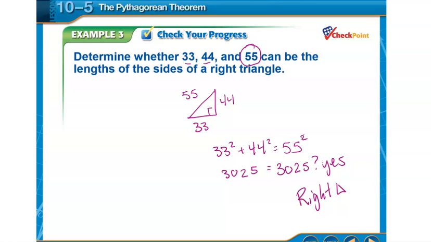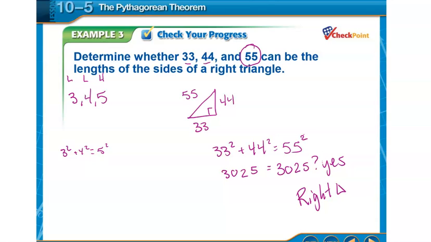This brings me to Pythagorean triples. There are some sides that definitely are always right triangles. If I have legs of 3, 4, and a hypotenuse of 5, I already know it's a Pythagorean triple. It makes a right triangle if those are the lengths, because 3 squared plus 4 squared equals 5 squared. Check it out and you can see.